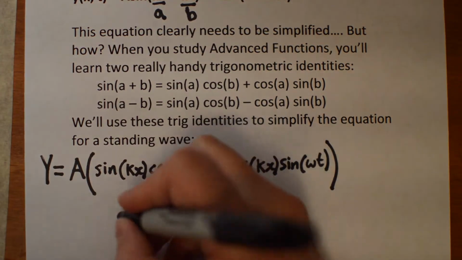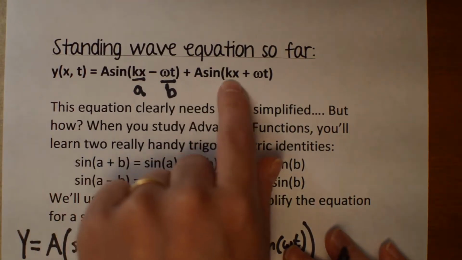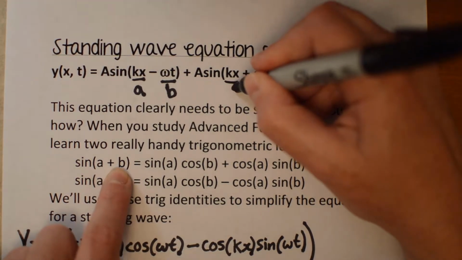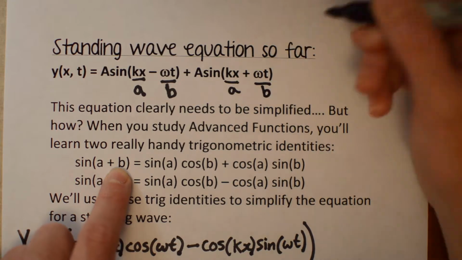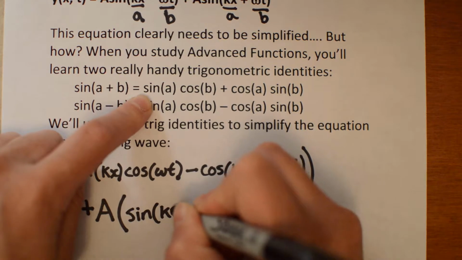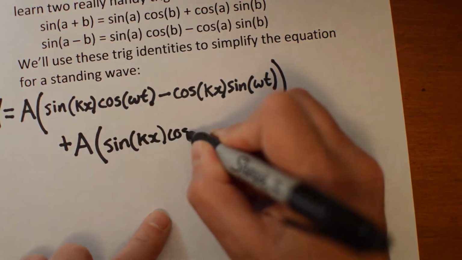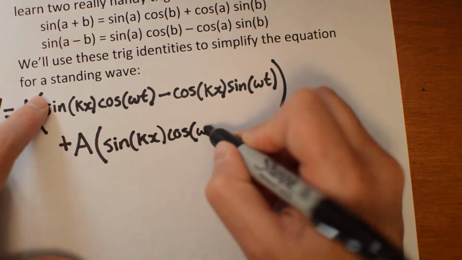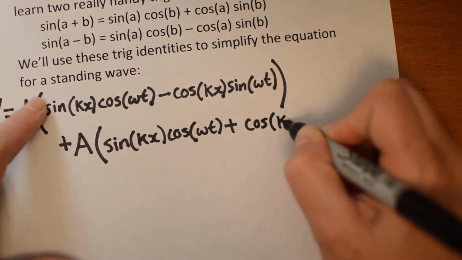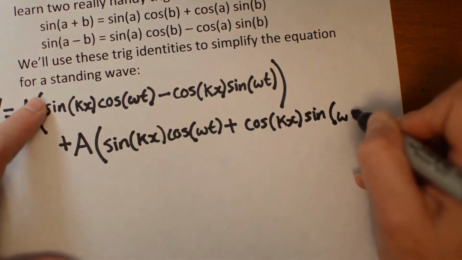Next I have to do this one. So that's all plus A times this guy. This is going to be the other trig identity, it's a sine of A plus B. And again, A is the kx and B is the omega t. So sine of A, I put in the kx for A, times cos of B, I put in the omega t for B, plus cos of A, I'm going to put in the kx for A, sine of B, which is the omega t.